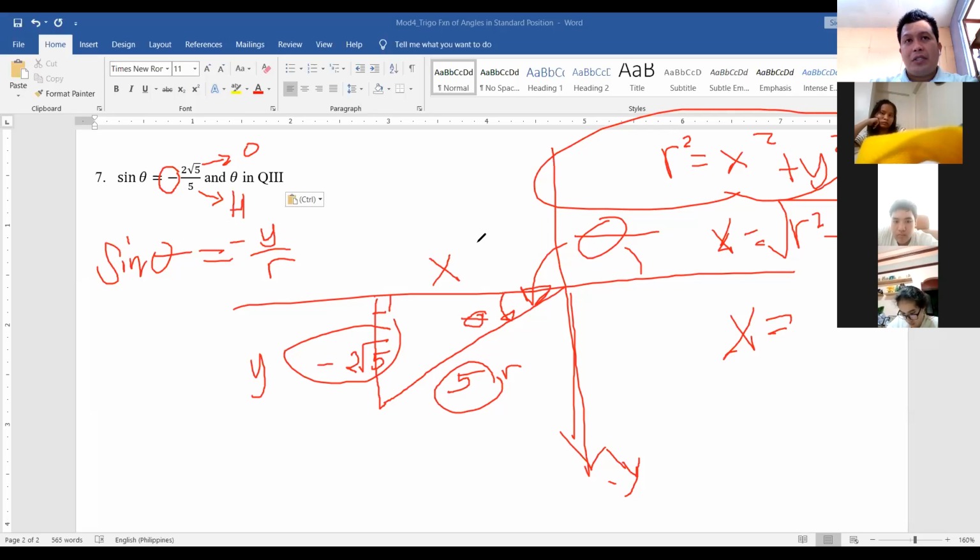If you don't like that solution, you can use the Pythagorean theorem because this is a right triangle. So if you're going to use the formula to solve for x, we get the square of 5, subtract it with the square of 2 square root of 5. The result is square root of 5. So x here is square root of 5.